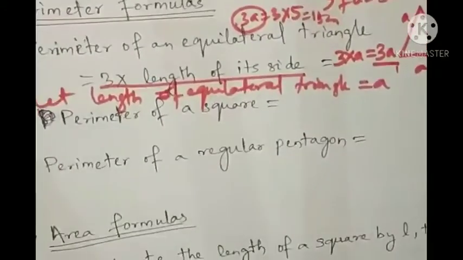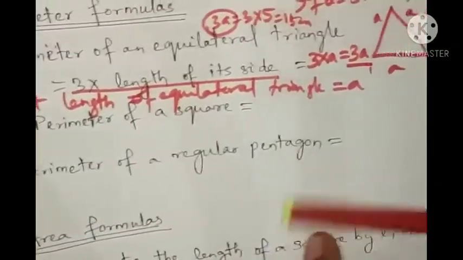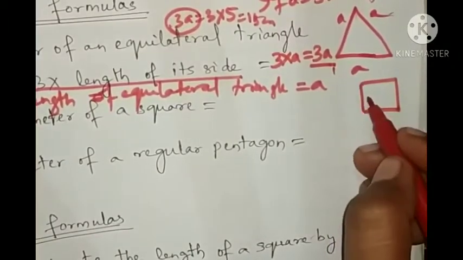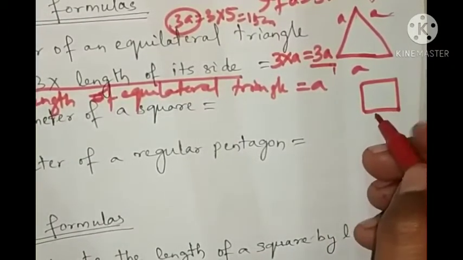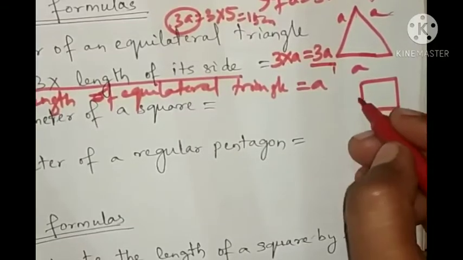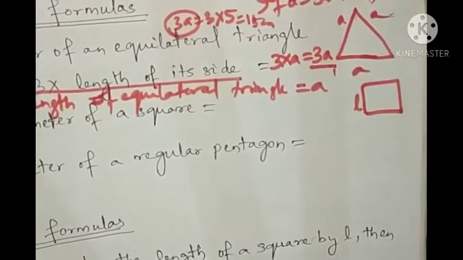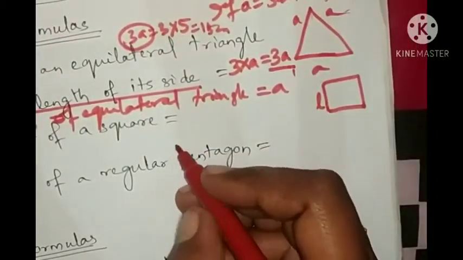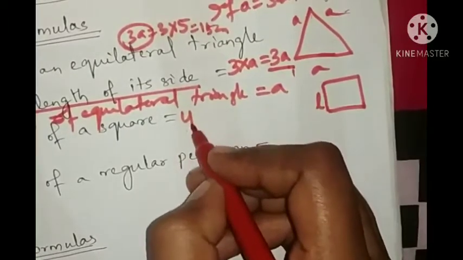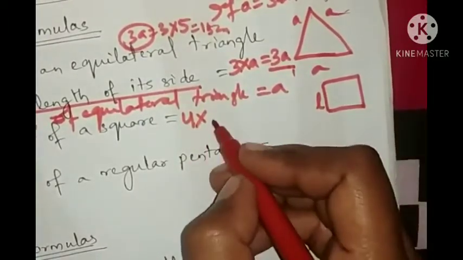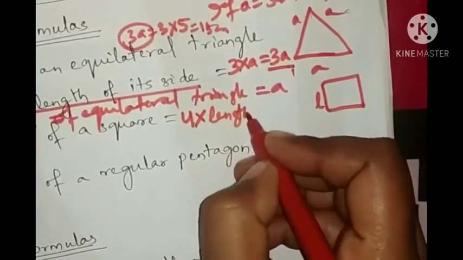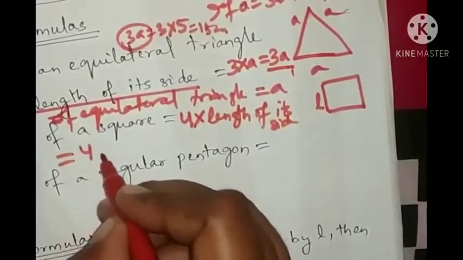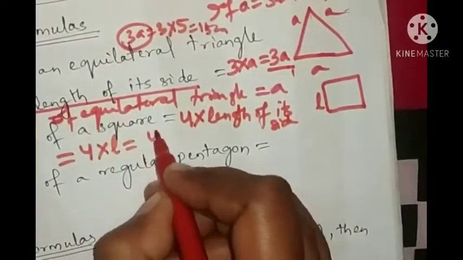Next, perimeter of a square. A square has what? A square has 4 equal sides. So let the length of the side be l. So the perimeter of a square equals how much? 4 into the length of its side. So what can you write? 4 into l equals 4l.